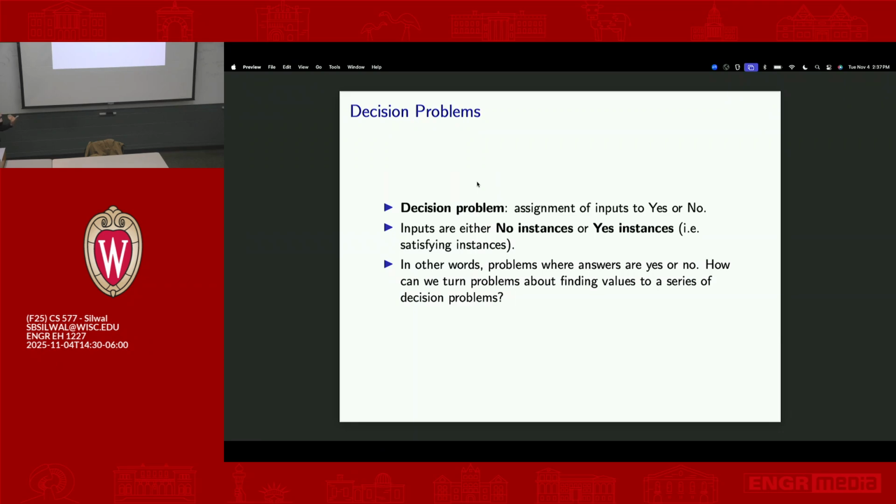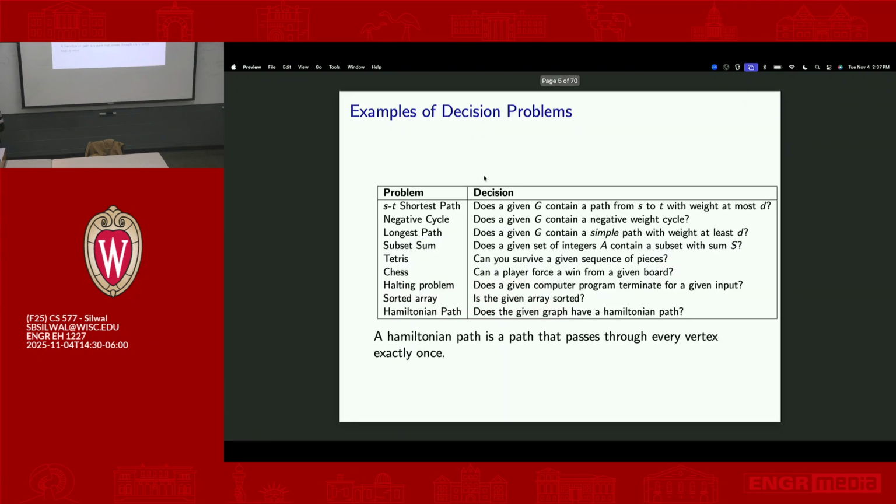Meaning, can I solve it, there exists some polynomial time algorithm, versus hard, which is probably there's no polynomial time algorithm, okay? But here are some examples of yes or no problems, decision problems. For instance, if I give you an array, is the array sorted? Yes or no? Or if I give you a graph, I can say, does there exist a path from S to T with total weight at most some value? Okay, that's a yes or no question.